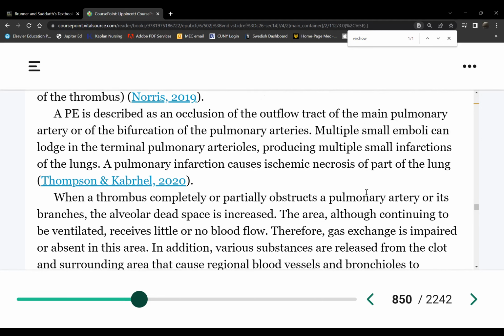Can a PE also form from AFib? Yes. A-flutter? So which of the triad would you put AFib and A-flutter under? Venous stasis, endothelial injury, or altered coagulopathy?